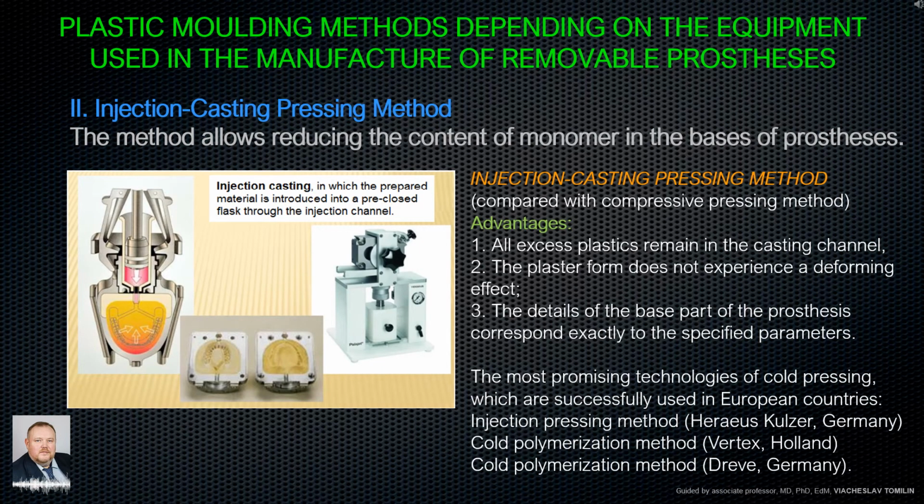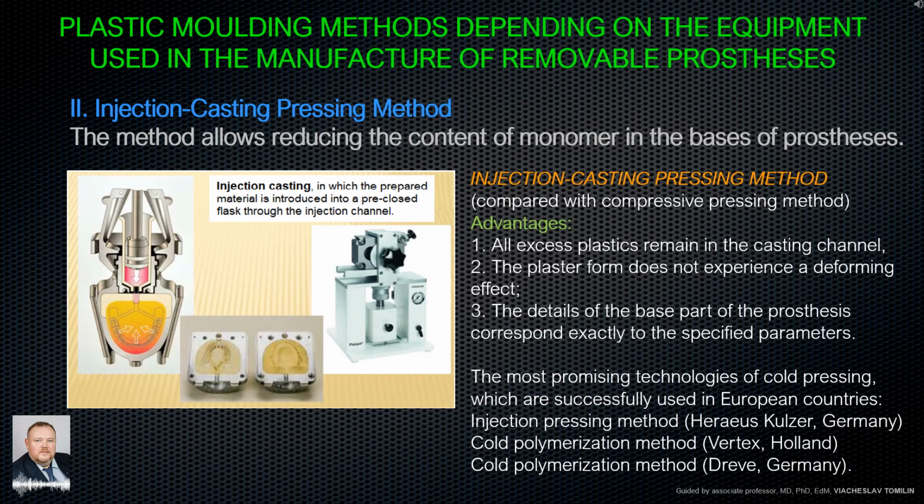Plastic molding methods depending on the equipment used in the manufacture of removable prostheses. 2. Injection casting pressing method. The method allows reducing the content of monomer in the bases of prostheses. Injection casting pressing method, compared with compressive pressing method. Advantages. 1. All excess plastics remain in the casting channel. 2. The plaster formed does not experience a deforming effect. 3. The details of the base part of the prosthesis correspond exactly to the specified parameters.